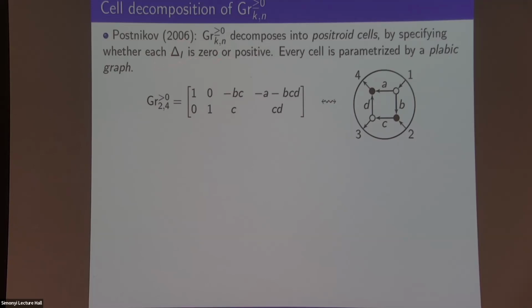Each cell is parametrized by a plabic graph. A plabic graph is a planar bicolored graph like this one, and I won't explain how, but there's some recipe to turn this into an element of the Grassmannian. Every Grassmannian has a unique top dimensional cell, which is the totally positive part. And here it is for Gr(2,4).